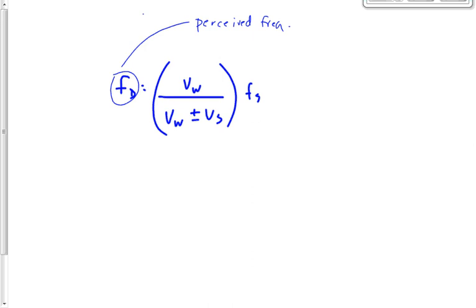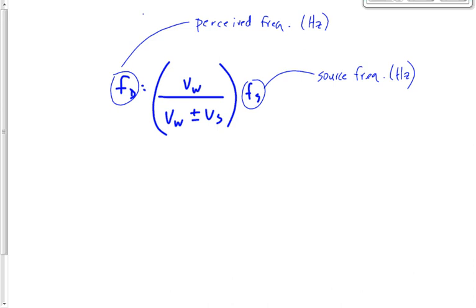What's FS stand for? That's going to be in hertz, by the way. The frequency of the source. It's the actual frequency, and it's going to be measured in hertz as well. So if you've got a fire truck that produces a certain sound, that's the frequency that you want to use there. If you hear a certain sound coming out of the fire truck, that's going to be FD. The difference between FD and FS is the difference between what you hear and what's actually being produced.